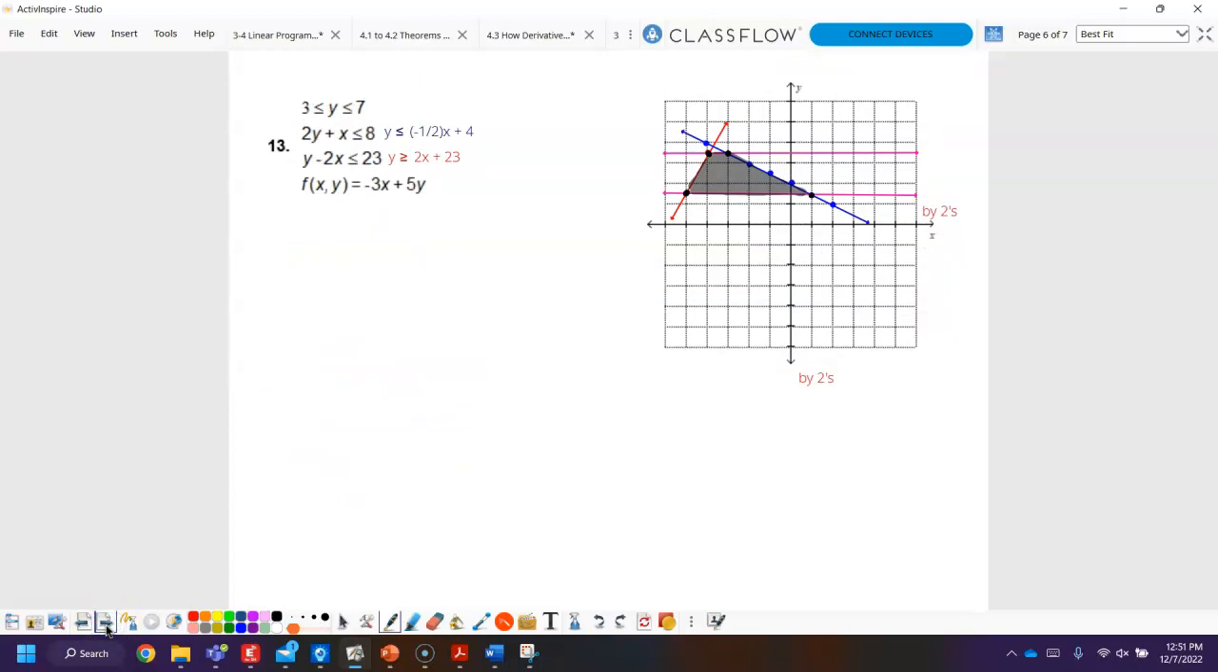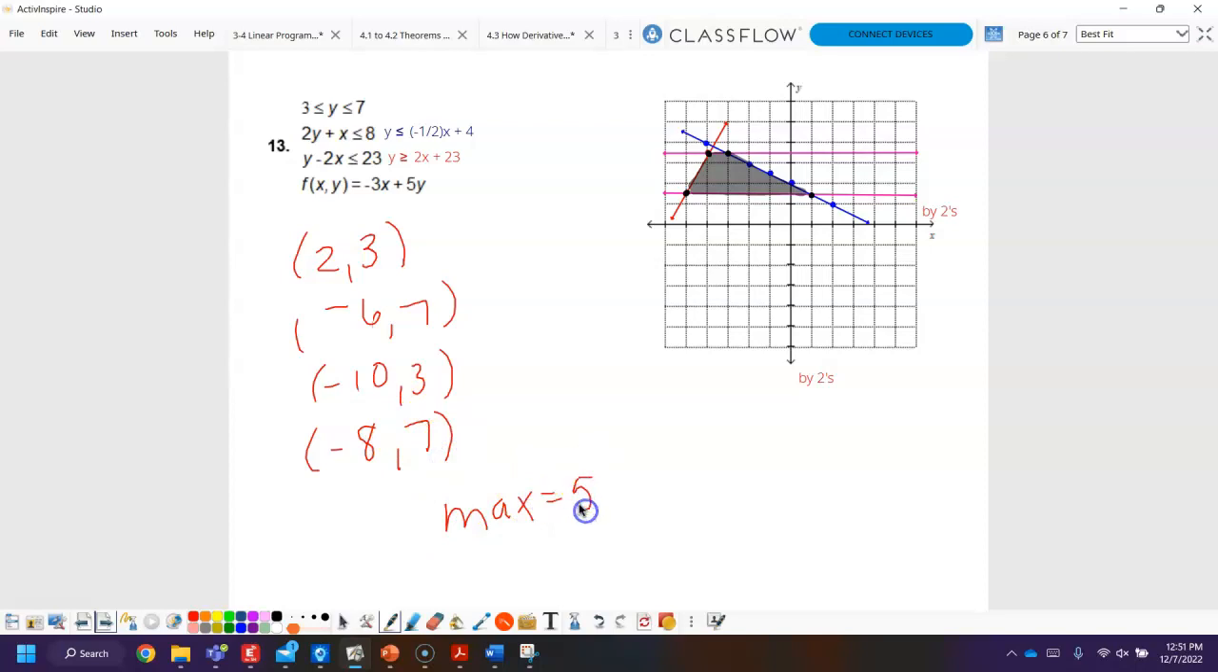And then similarly in 13, again, I went by 2s. So you're at 2, 3 for that 1 point here. And then we're at -6, 7, -10, 3, and -8, 7. Your max is 59, and your min was at 9. So they kind of go over some of the other examples today.